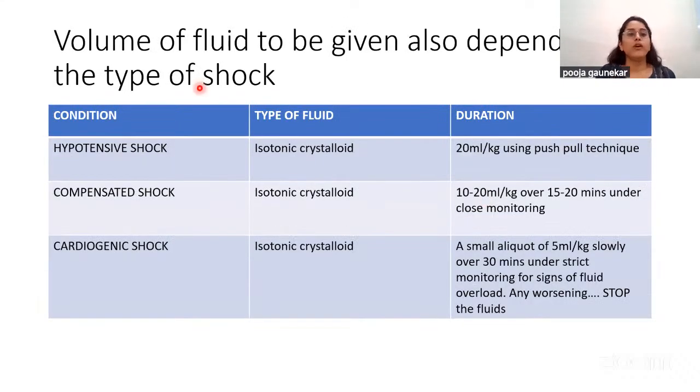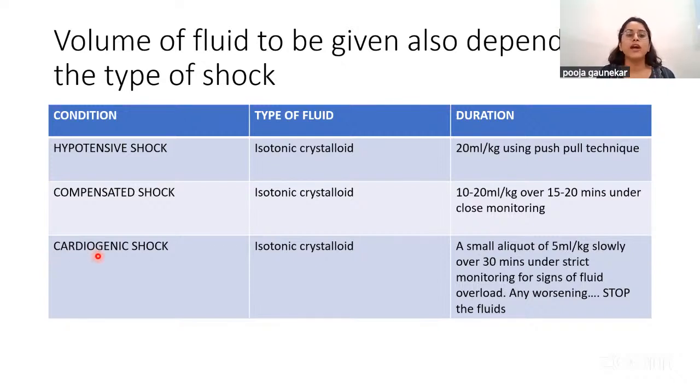So, what is the volume of fluid to be given also depends on the type of shock that you are dealing with. Now, if the child is in hypotensive shock, you will give isotonic crystalloid fluid 20 ml per kg using push-pull technique if there is evidence of loss of fluid. If the child is in compensated shock, you will give the same volume but over a longer period of time with close monitoring. Most important thing is if the child is in cardiogenic shock.